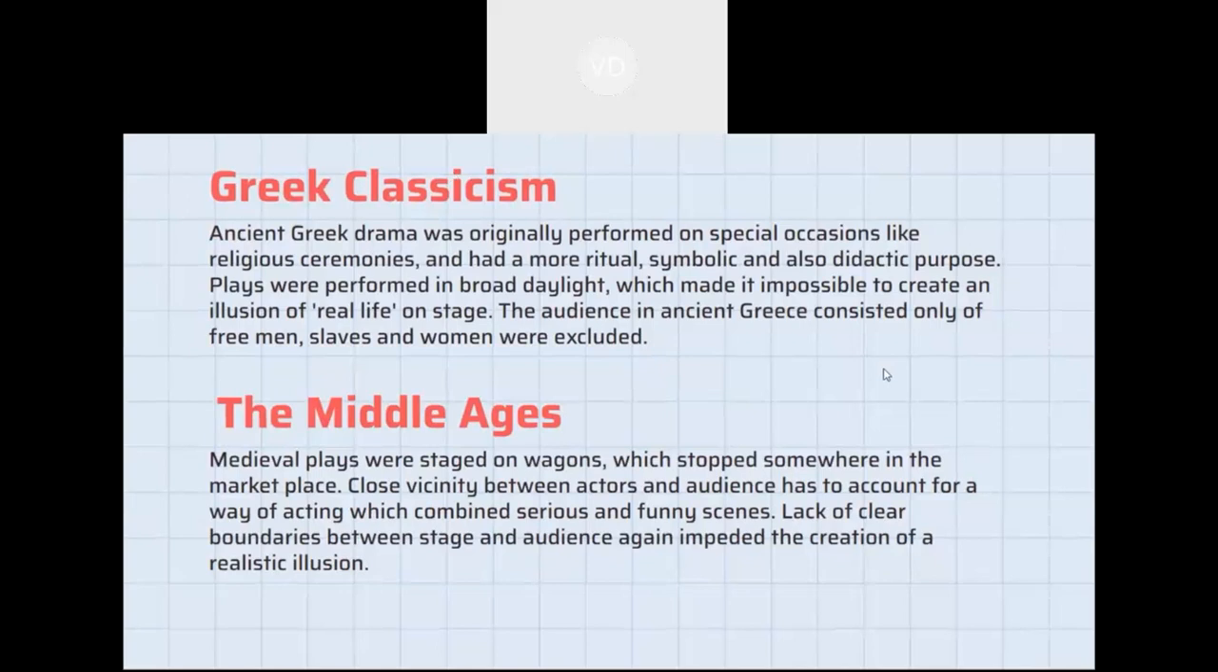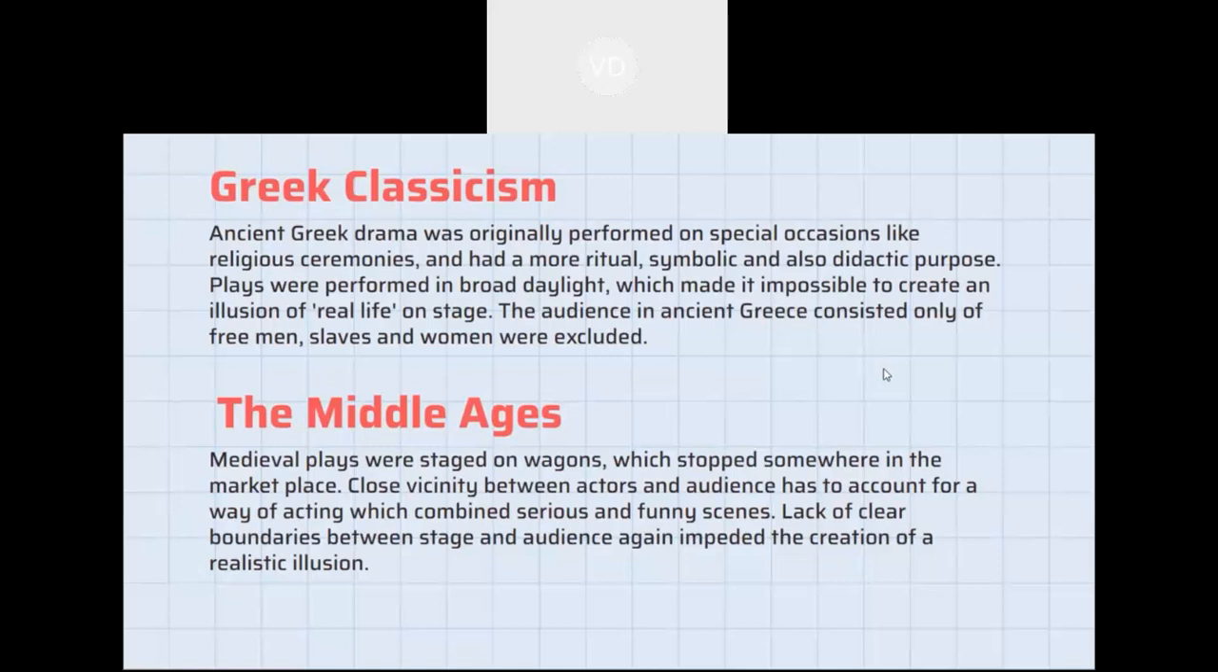Greek classicism. Ancient Greek drama was originally performed on special occasions like religious ceremonies and had a more ritual, symbolic, and also didactic purpose. Plays were performed in broad daylight, which made it impossible to create an illusion of real life on stage. The audience in ancient Greece consisted only of free men; slaves and women were excluded.